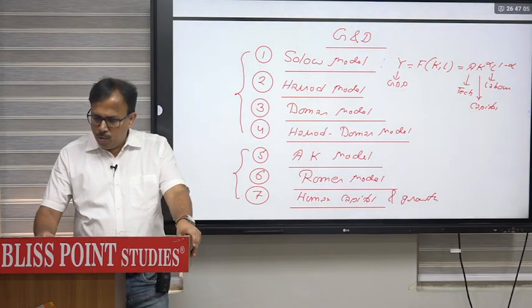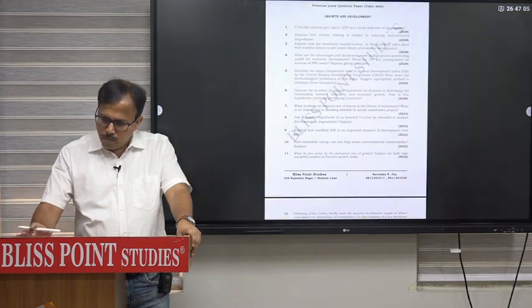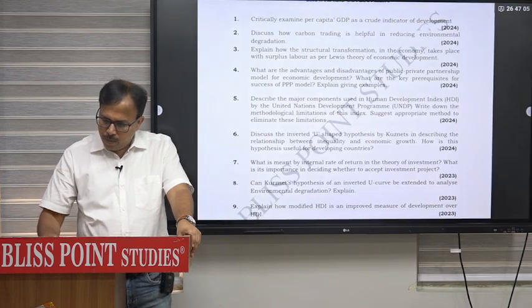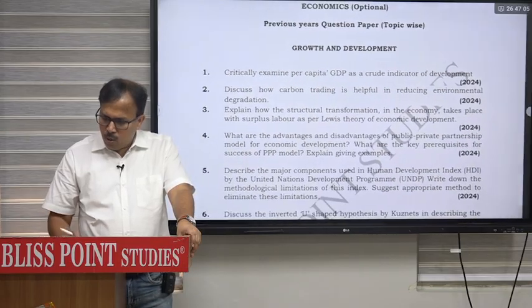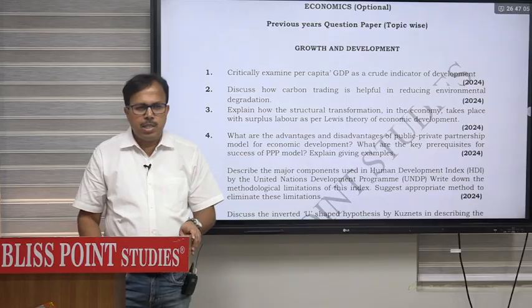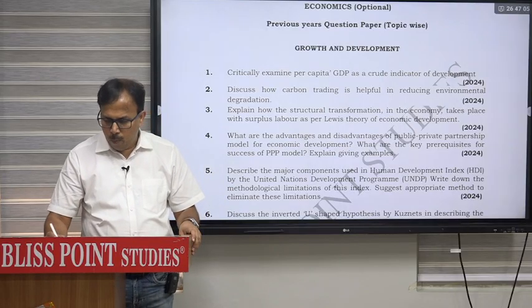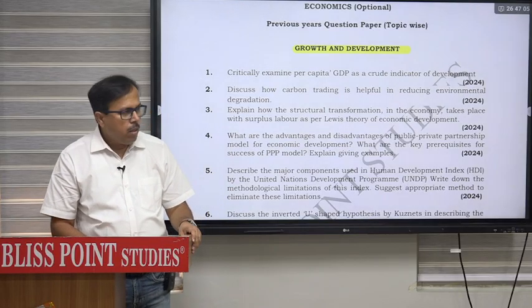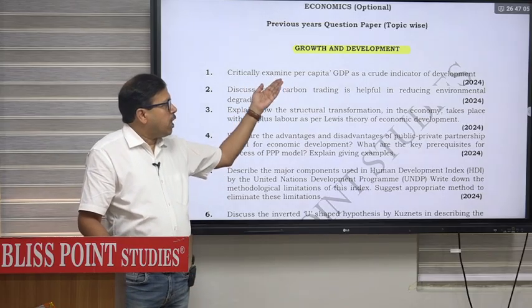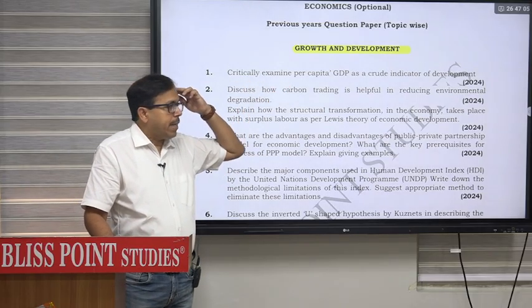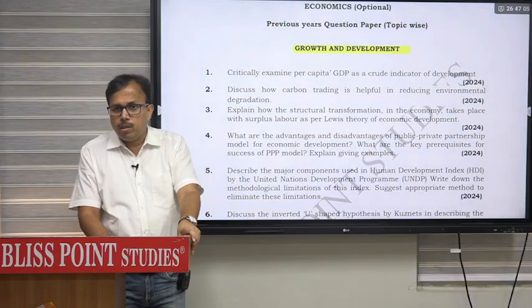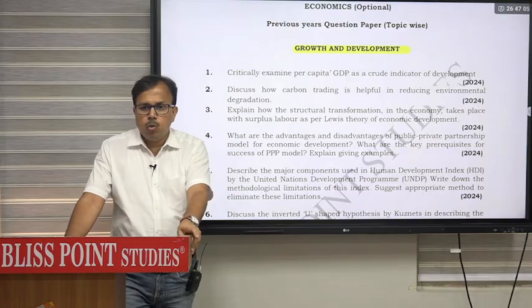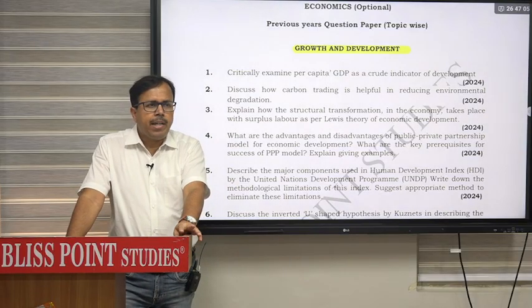And if you see the question paper of growth and development, generally you will find 4-5 questions from this category. This is for the optional growth and development. So one question like: critically examine per capita GDP as a crude indicator of development. So whether per capita GDP is an indicator of development, we will study it as a part of the welfare indicator.